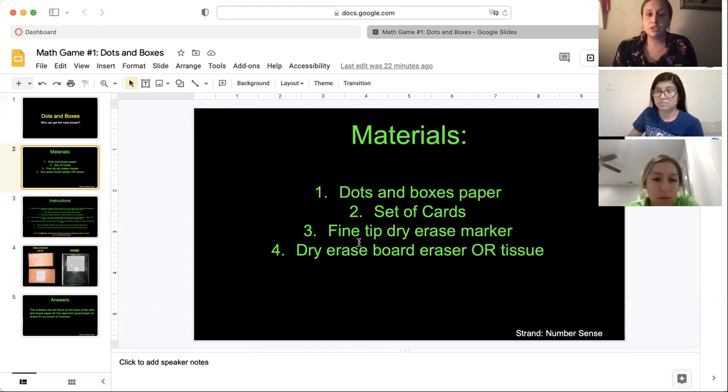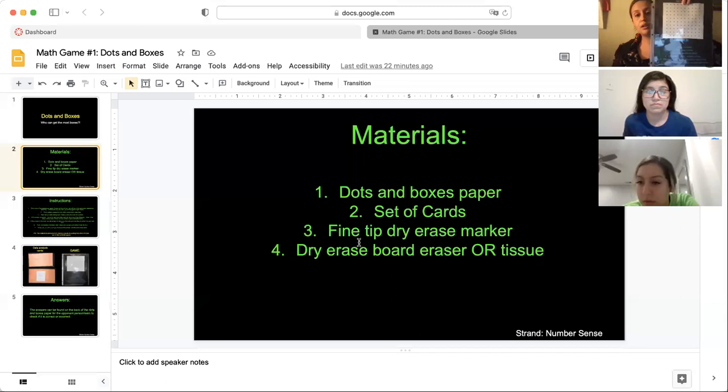So the materials that the students would need are a dots and boxes paper, which is this right here, a set of cards, a fine tip dry erase marker, and a dry erase board eraser, or just tissue will work well also.